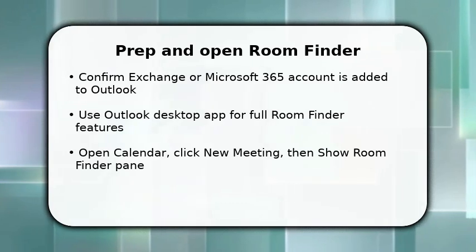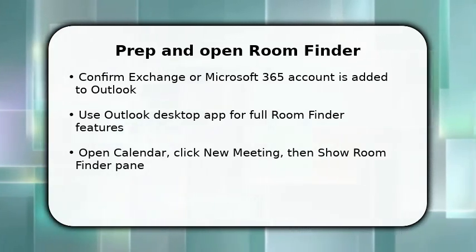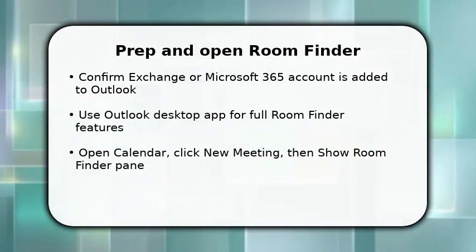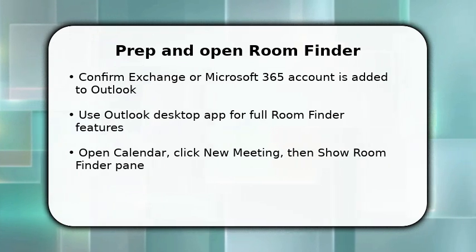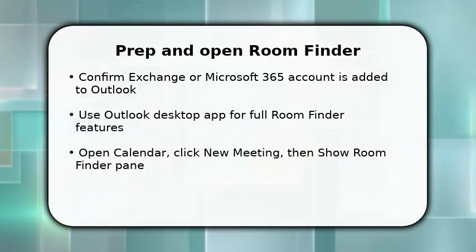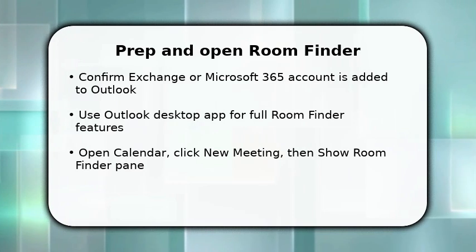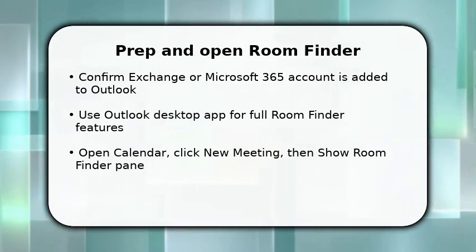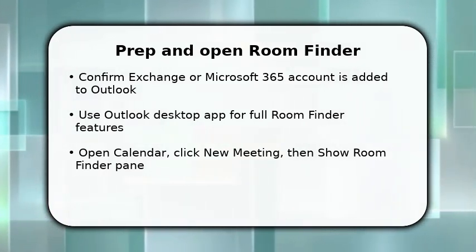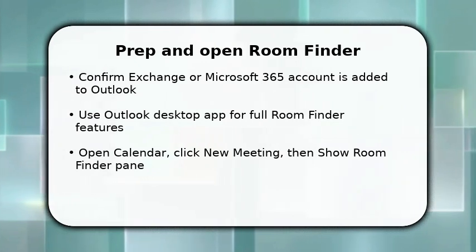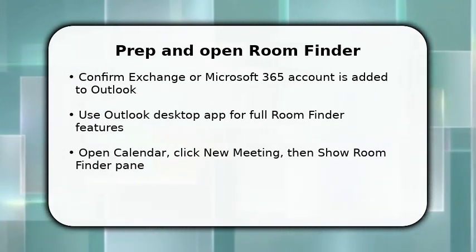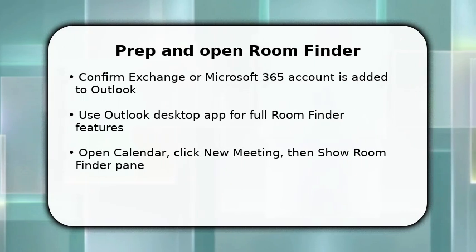You start by confirming you're signed into an Exchange or Microsoft 365 account because Room Finder reads your organization's resource lists. Open the Outlook desktop calendar and click New Meeting. Once the meeting window appears, select View and enable Room Finder if it isn't visible. Make sure you have permission to view room lists. If not, request it from IT.